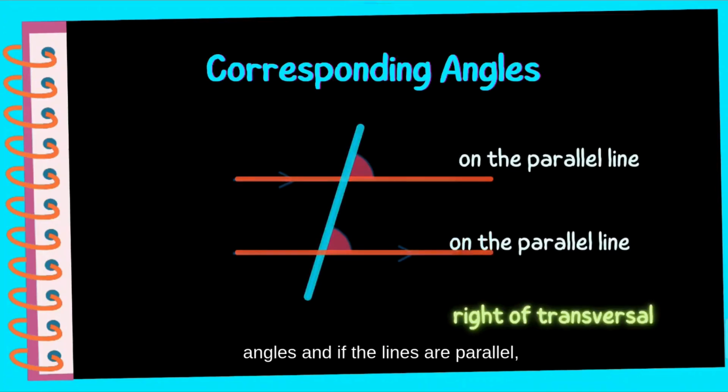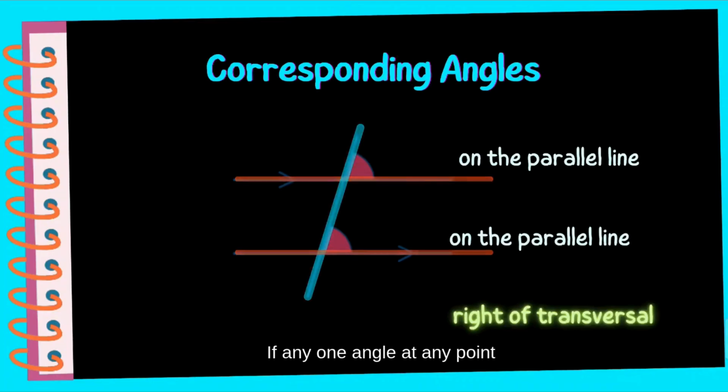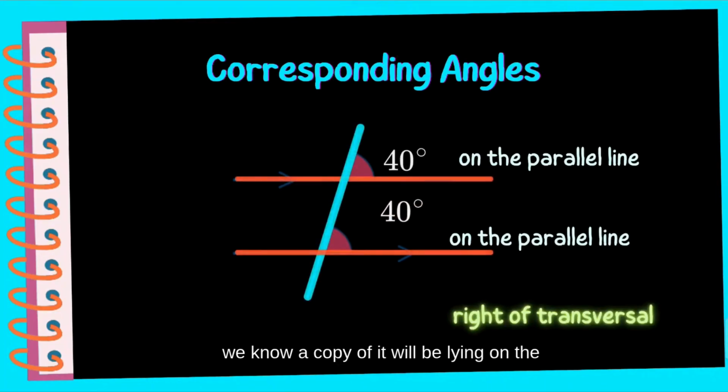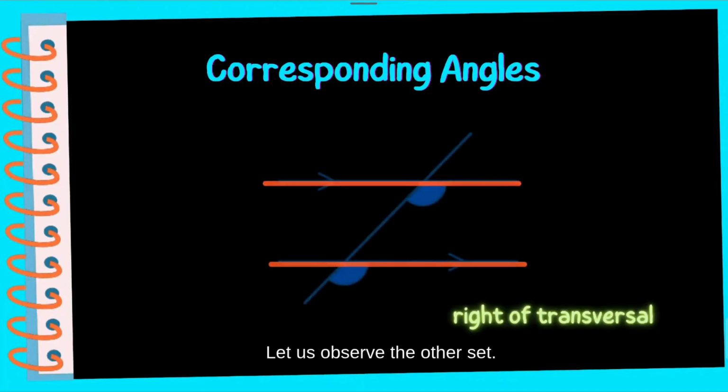And if the lines are parallel, it is easy for us. If any one angle at any point of intersection is given, we know a copy of it will be lying on the other point of intersection at the exact same location. Because the lines are parallel, corresponding angles are equal. So we've explored one set of angles on the right of the transversal, which are an acute pair. Let us observe the other set.